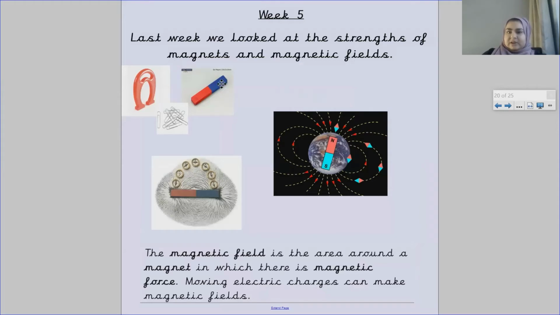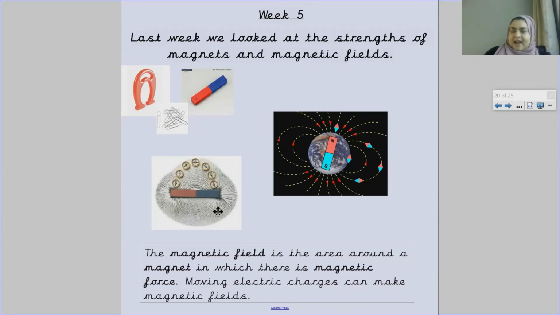So last week, which was week 5, we looked at the strengths of magnets and magnetic fields. I had done an experiment for you where we were trying to find out the strength of 2 different magnets by attaching paper clips to them. I didn't attach paper clips all around it, I attached them in a chain. The reason was to see which magnet was stronger by attracting a paper clip from the furthest away.